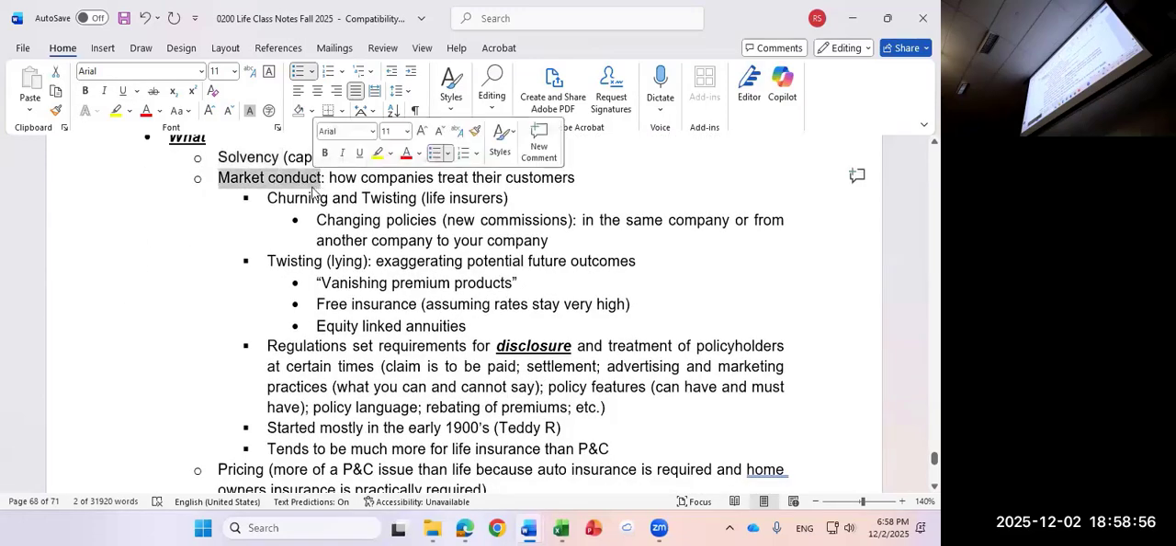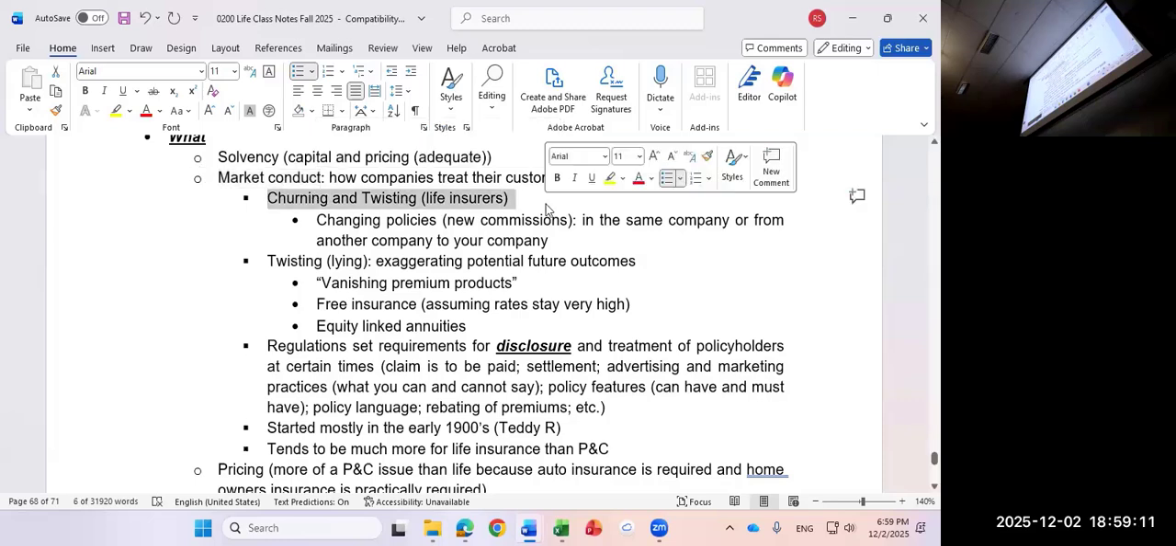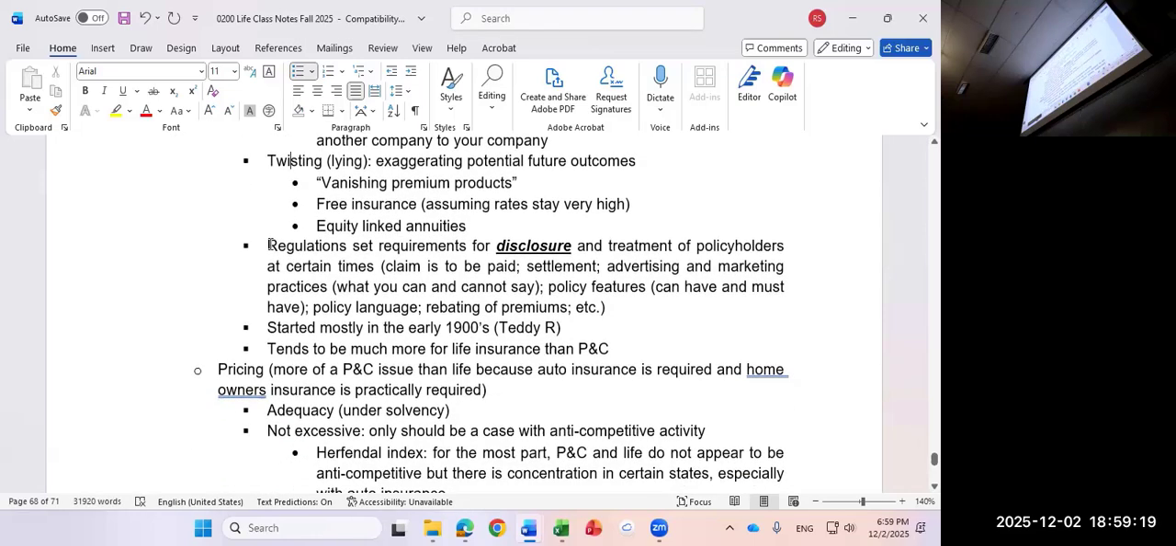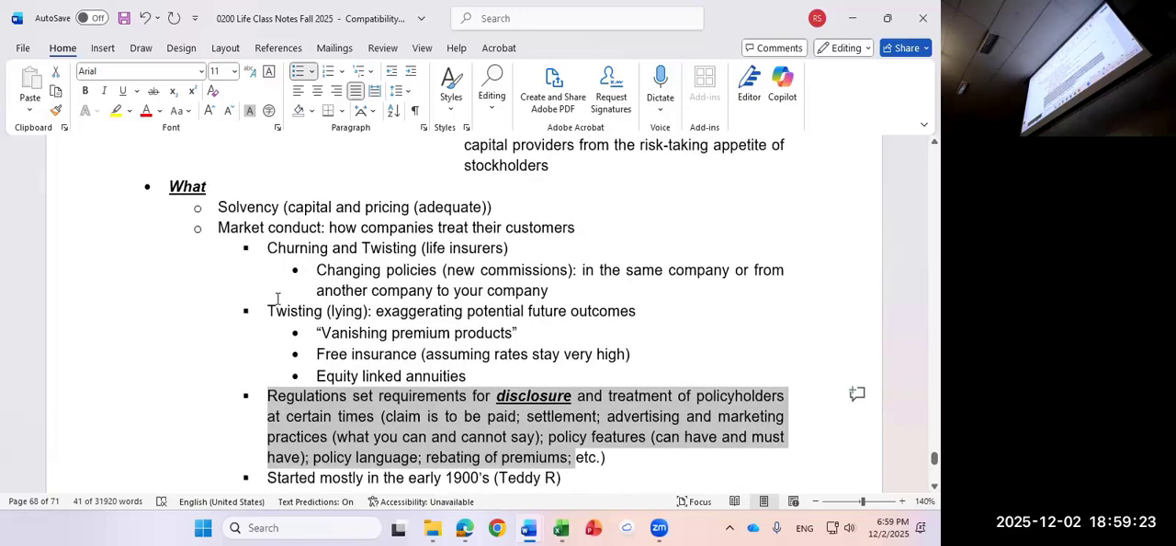During Teddy Roosevelt's years, we saw a lot of regulation come on the books, and a lot of it was for insurance companies' market conduct. Do you treat your customers correctly? Some of the things we talked about, churning and twisting, we saw that with Donya. Remember where he got her to change policy so he could get another commission. Twisting is just lying. So those rules have come in and they have been fairly extensive in the insurance industry, and they're still coming into play.